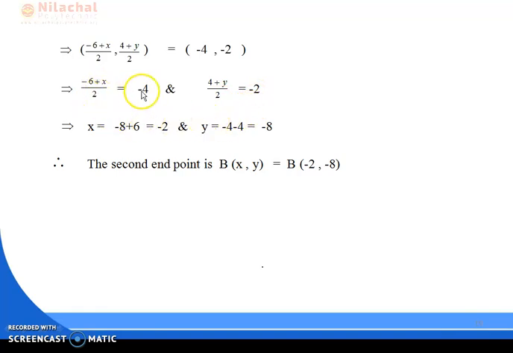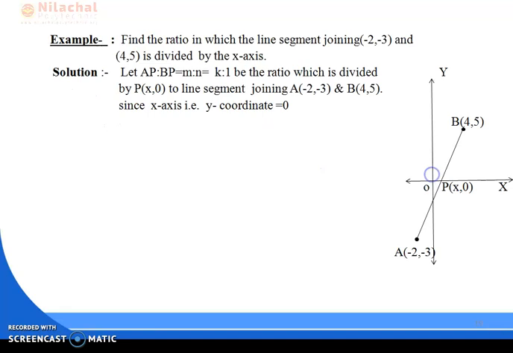So this 2 is multiplied with -4, what do we get? -8, and -6 added with -8, then we get -2. Here 2 multiplied with -2 is -4, and here 4 is positive, so moving it gives -4 minus 4, which is -8. So x is -2, y is -8. So the second endpoint B (x, y) must be (-2, -8). So we get the second endpoint of the line segment: the x coordinate is -2 and the y coordinate is -8.